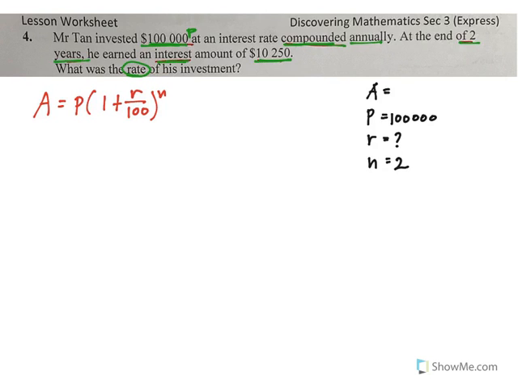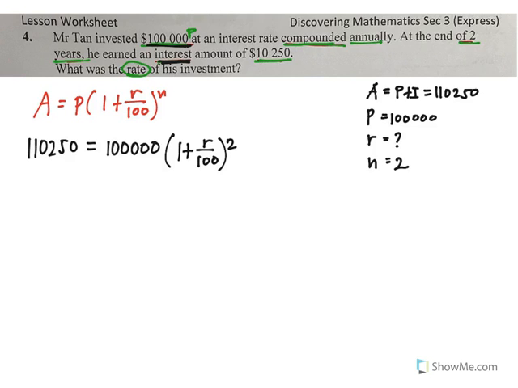Now the amount is actually principal plus interest. In the question, they've already given you the interest and the principal. So all you have to do is add them up together. You should have 100,000 plus 10,250, so you should have 110,250. Now all you have to do is substitute into your formula.